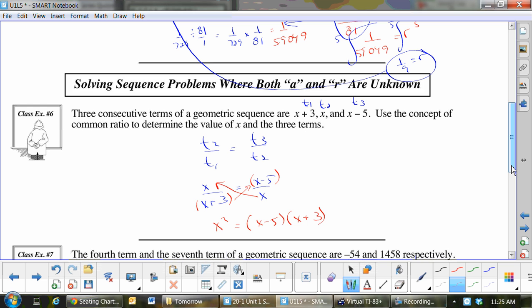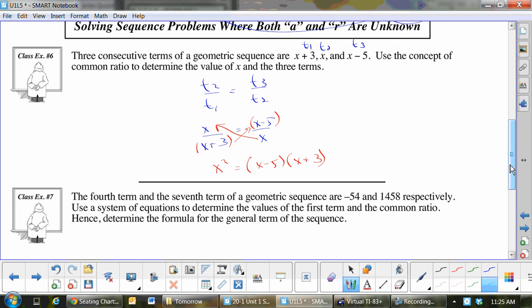And what's that four-letter word in math that I need to do now? FOIL. Okay? And we haven't even done that this year. So FOIL, right? First, outer, inner, last.